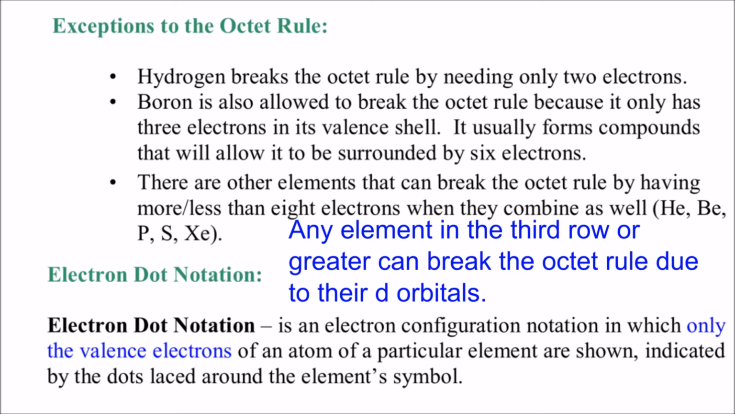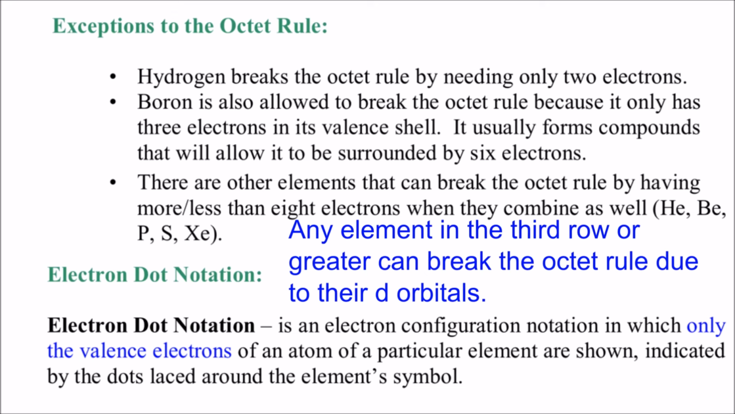Remember, the 3rd row of the periodic table, the 3rd energy level, is the first time that a d orbital appears, and because those elements have d orbitals, they can place electrons in those d orbitals rather than filling them normally in some occasions when they're bonding, and that allows them to break the octet rule. So these elements up here are just the ones that you'll see most often, but please understand that any element in the 3rd row or beyond can break the octet rule.